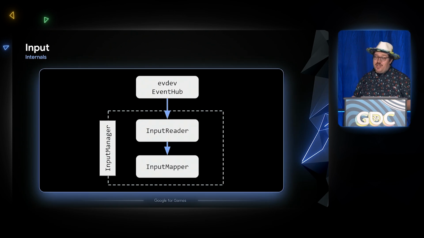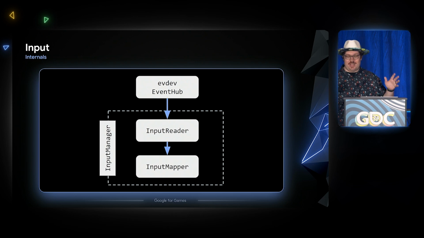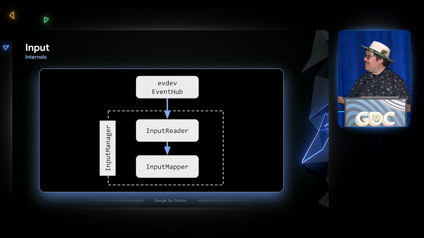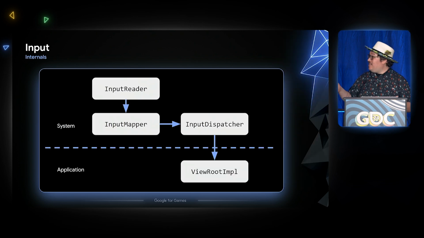And the InputManagerService has these input readers. Now, these are what attach to the dev file system. They'll detect a device, check its class, and create the input mappers. And these input mappers are what's responsible for actually sending information to your game that is useful for the game to do stuff with. This gets to your game via something called an input dispatcher.